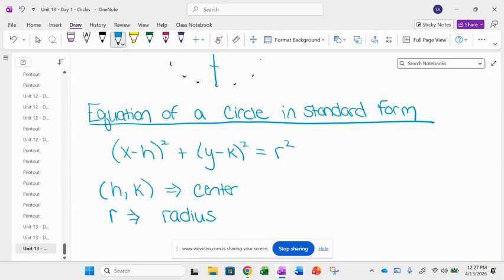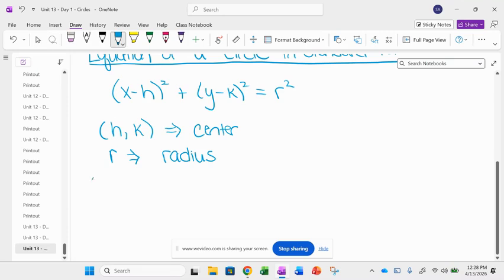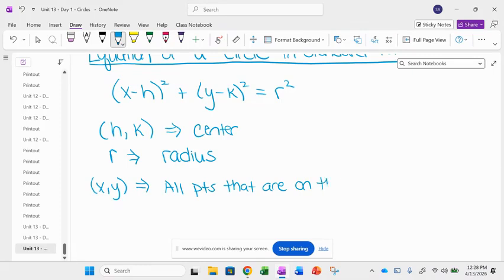Anybody want to take a guess what x and y represent? Same thing it represents on a line, same thing it represents on a parabola. Pranav? Perfect. x and y represent all the different combinations of points that exist on the circle. So we're going to say x comma y is going to be all points that are on the circle.